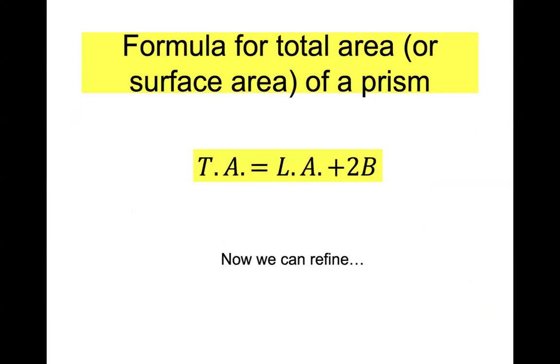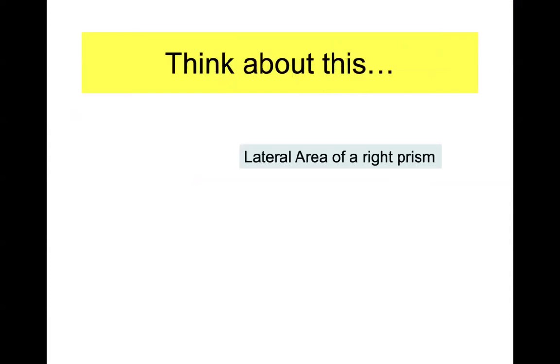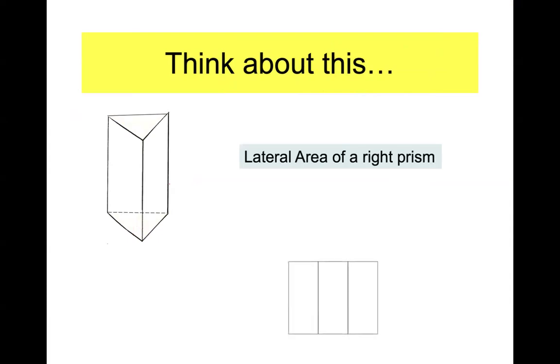We'll write it down officially here in just a second. Let's just investigate where those two pieces come from. So, quick proof. Let's think about the lateral area of just a right prism. The sides are rectangles. So there's a triangular prism right there. And if I were to cut out the top and the bottom, oh wait, I wouldn't be able to see the back, so I'll put some dotted lines there. If you notice, that shape, if I laid it flat, is nothing but rectangles. And we can calculate the area of rectangles. That's just base times height.